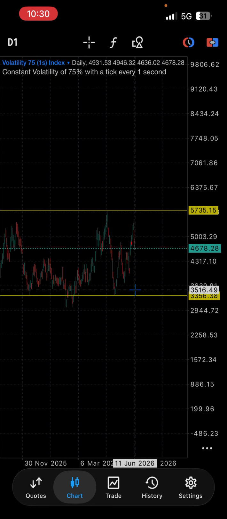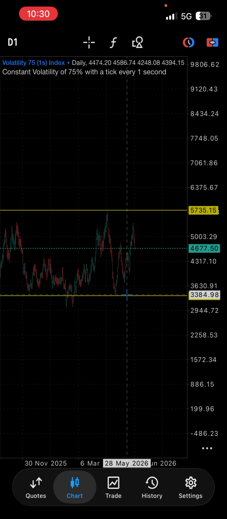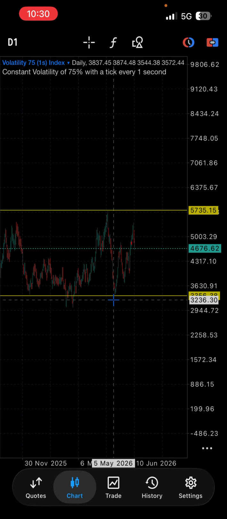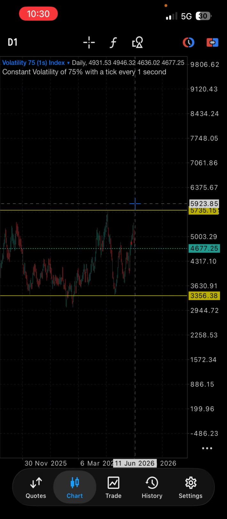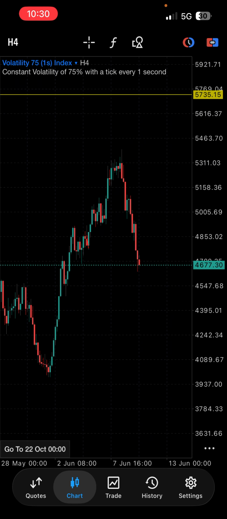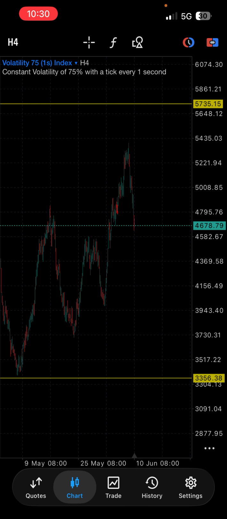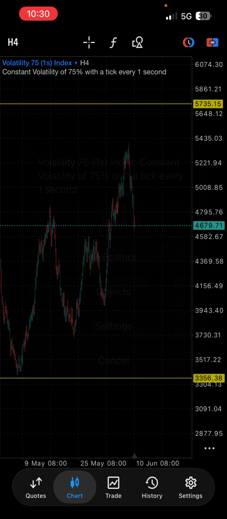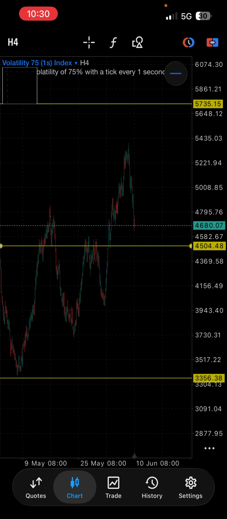So now we have identified levels. These are areas that you want to trade, you want to consider buying or selling. This is where you consider buying, this is where you consider selling. So let me go to another 4 hours time frame right now to identify key levels. Those are support and resistance areas.